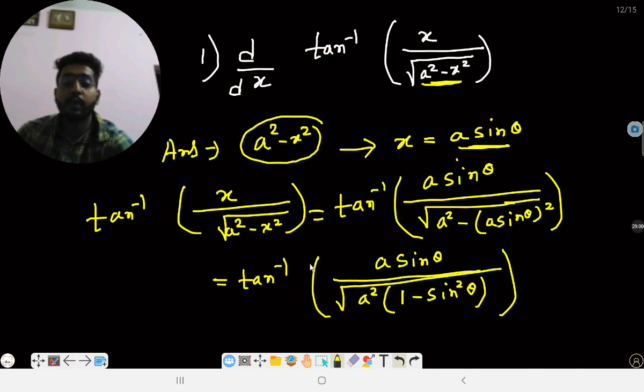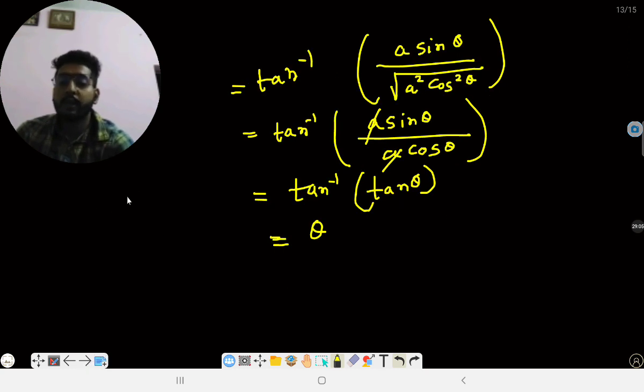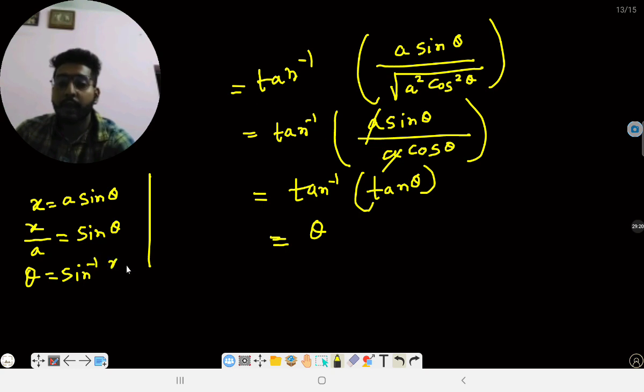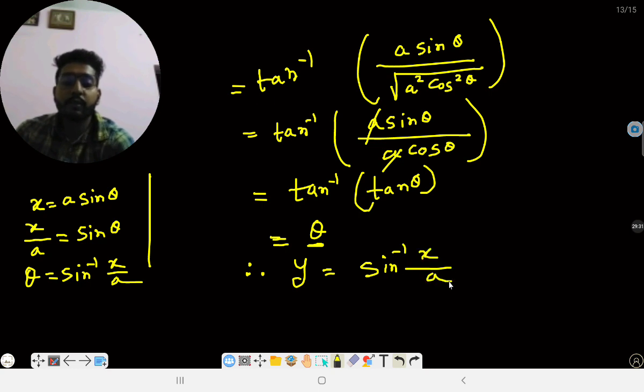Now from here we have to find the value of theta also. Here we have taken x equals a sine theta. So what will be my theta here? First, x by a equals sine theta. So theta will be sine inverse x by a. So from here we can write y equals theta, that is, sine inverse x by a. Now we have to find the derivative of this, that means dy by dx. Now sine inverse x, what is the formula?